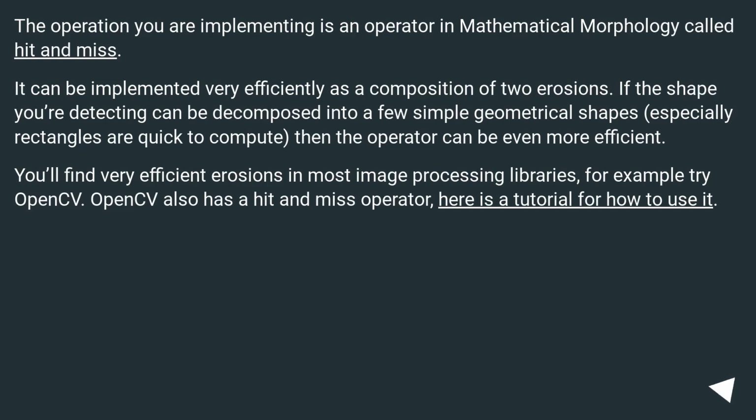The operation you are implementing is an operator in mathematical morphology called hit and miss. It can be implemented very efficiently as a composition of two erosions. If the shape you're detecting can be decomposed into a few simple geometrical shapes, especially rectangles, which are quick to compute, then the operator can be even more efficient. You'll find very efficient erosions in most image processing libraries. For example, try OpenCV. OpenCV also has a hit and miss operator. Here's a tutorial for how to use it.